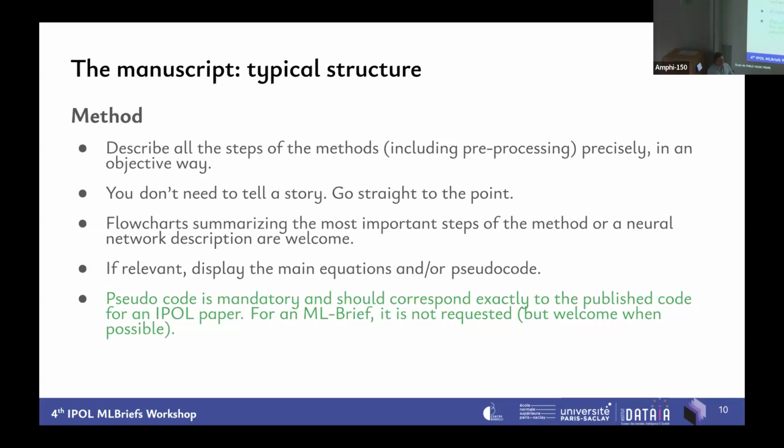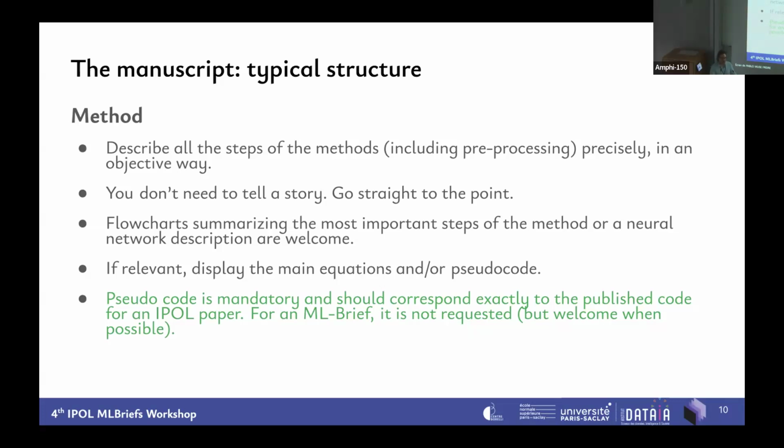Then we have the method section, where you describe all the steps, including all the pre-processing. Remember that all the details are important here, so you have to describe them precisely and objectively. You don't need to tell a story. You have to go straight to the point. We don't have space constraints. We want to be synthetic, but we don't have constraints.